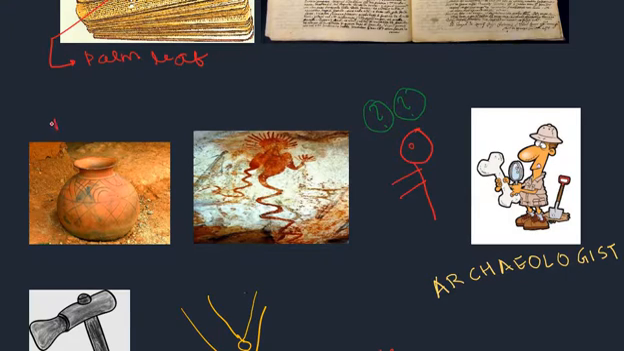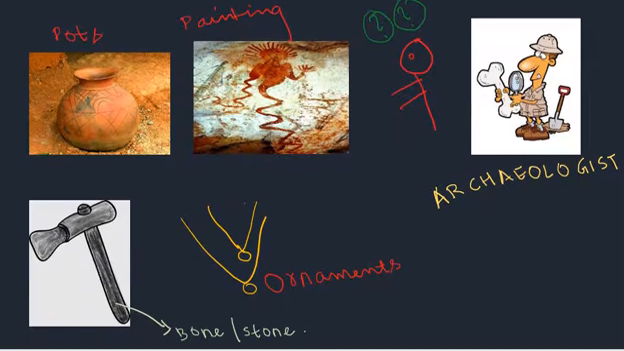So they study the human remains like pots, old paintings. Then they also study the tools used. These tools can either be made up of bone or stone. And they also study the ornaments. And they also study the bones of animals or birds to understand what the humans used to eat then.